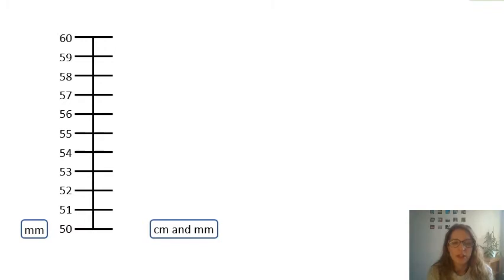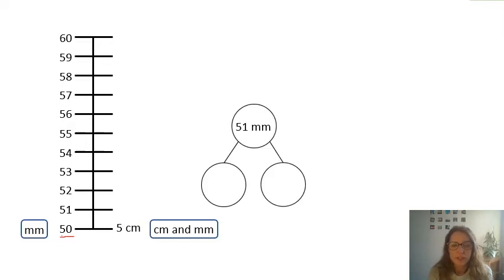Okay, so let's have a look, keeping that millimeter number line on this side to help us. And this side is going to be centimeters and millimeters. All right, so at the bottom, what is 50 millimeters in centimeters? So divide it by 10. What is 50 divided by 10? Equals 5, good.